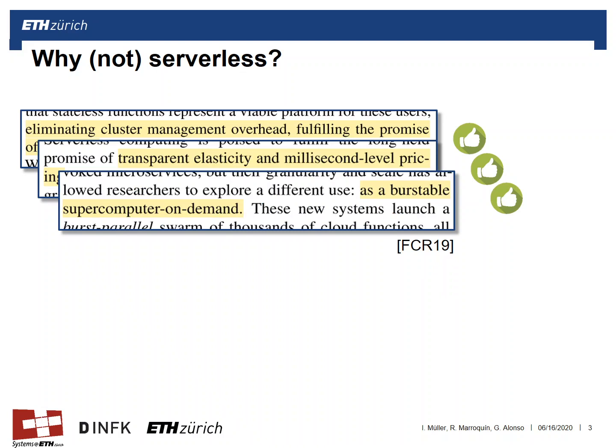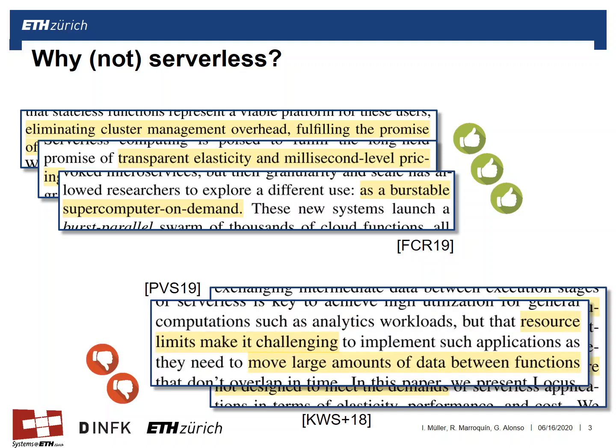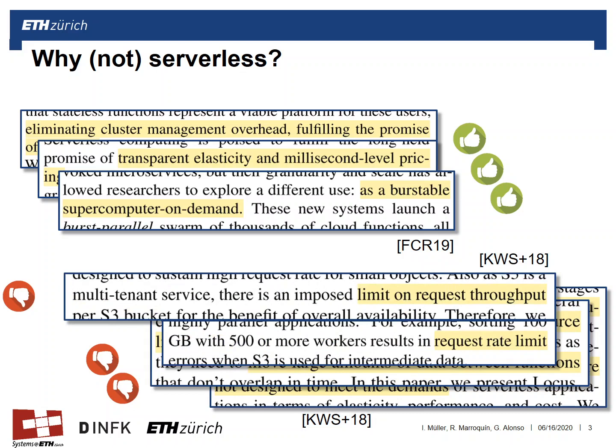At the same time, people have found limitations of this approach. Maybe the most severe one is that different function invocations cannot communicate directly between each other. And what people have done instead is to use existing storage systems for indirect communication. In general, there are some resource limitations that make it challenging to use serverless functions, in particular for moving around large amounts of data. The alternative of indirect communication has problems of its own, in particular request limits of the existing storage systems.